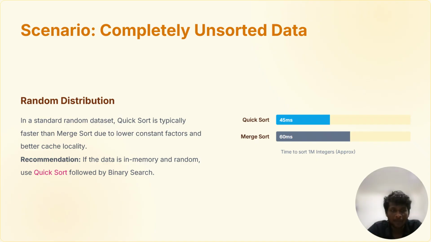So now our slide is about a real scenario: completely unsorted data. Understanding random distribution. When data is completely unsorted and has no pattern, the first step is to sort it before searching or processing. In such a random dataset, quicksort generally performs better than mergesort, because mergesort is slightly slower due to higher overhead. So let's see why quicksort is faster here.